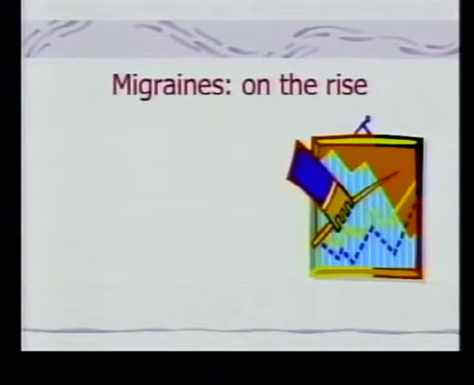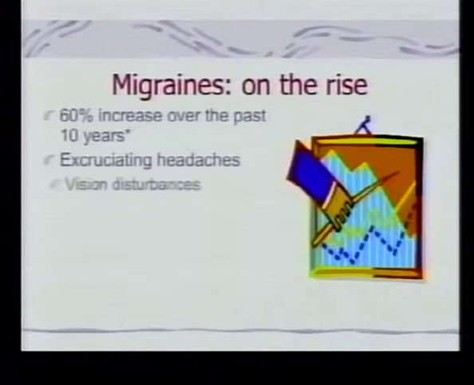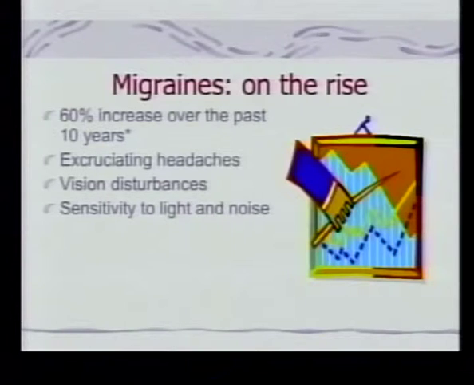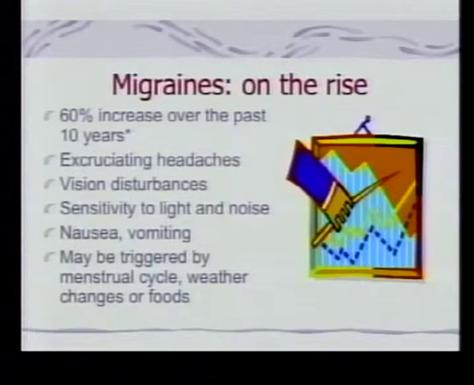Migraines are on the rise, a 60% increase over the past 10 years. These can be described as excruciating and many times involve visual disturbances or, as I mentioned, sensitivity to light or noise. Many times associated with nausea and vomiting. Many times patients come in and tell me they've been vomiting all night due to their migraine headaches. And they may be triggered by the menstrual cycle, weather changes, or even foods. So once again, migraines are very devastating, and I deal with migraines almost on a daily basis.